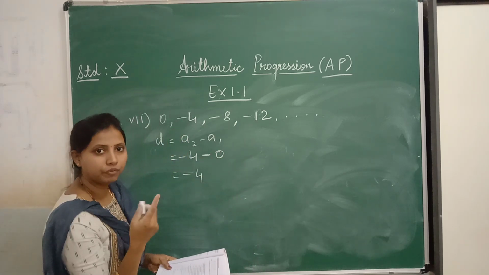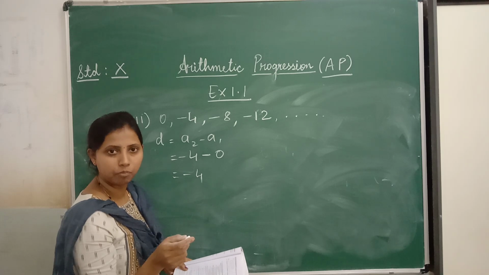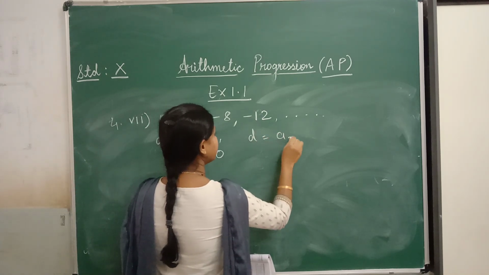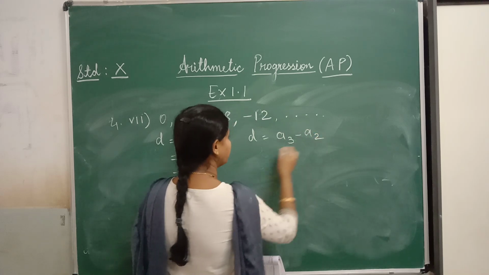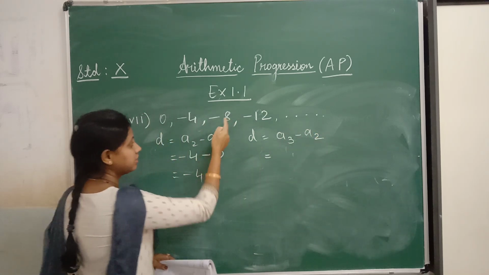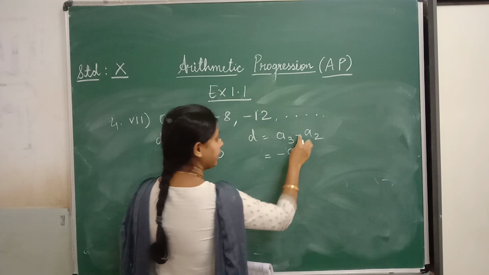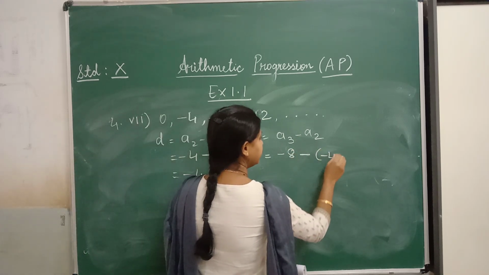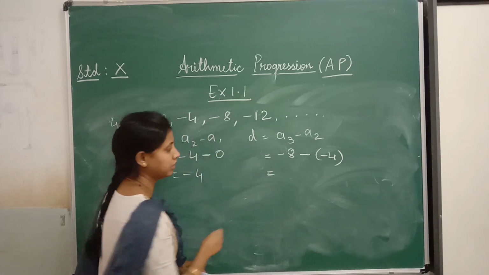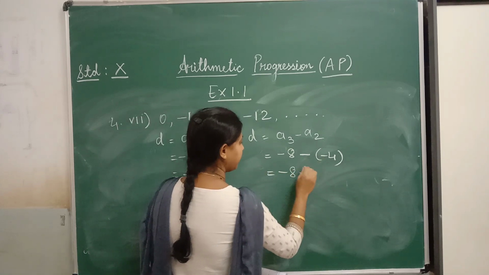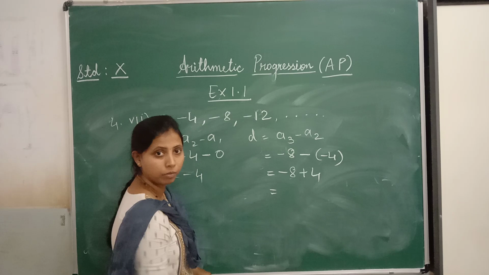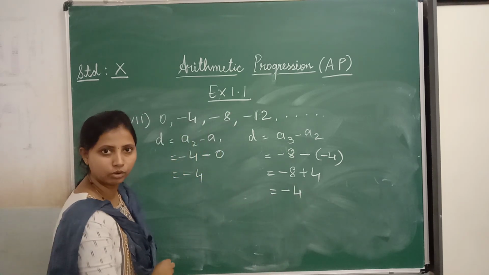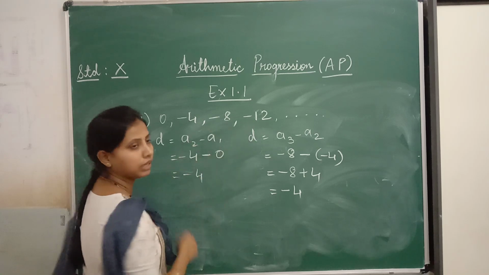With only one difference you will not understand whether it is in AP or not. You have to find it for the next one also. Common difference: A3 minus A2. A3 is minus 8, A2 is minus 4. Minus 8 minus of minus 4 is minus 8 plus 4, and that is minus 4. So here also you got minus 4. You check it for the other one also.